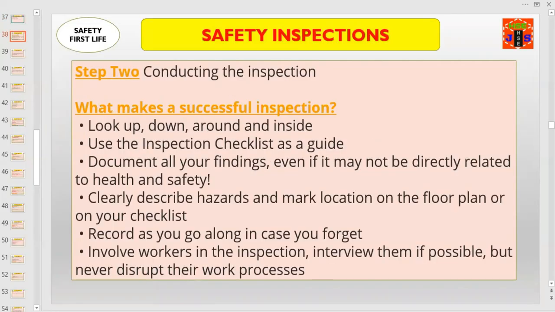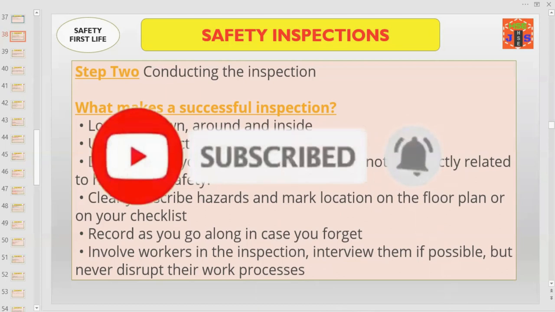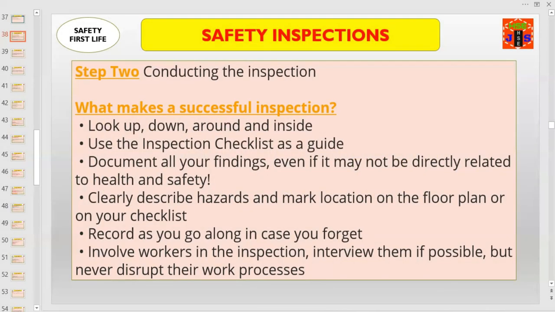How to conduct site safety inspection. But equally, the important question is, what makes a safety inspection successful, meaningful, and effective? Number one, look up, down, around, and inside. Number two, use the inspection checklist as a guide. Number three, document all your findings, even if it may not be directly related to health and safety. Number four, clearly describe hazards and mark location on the floor plan or on your checklist. Number five, record as you go along in case you forget.